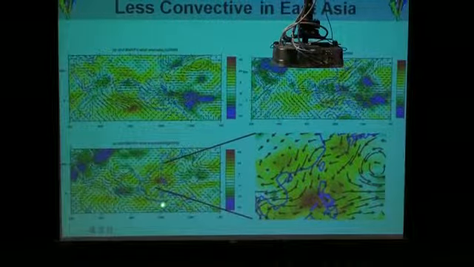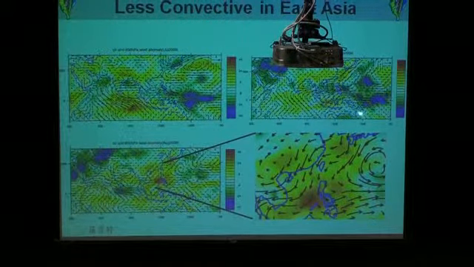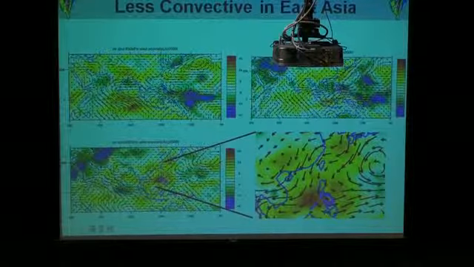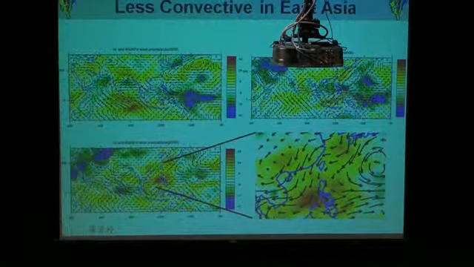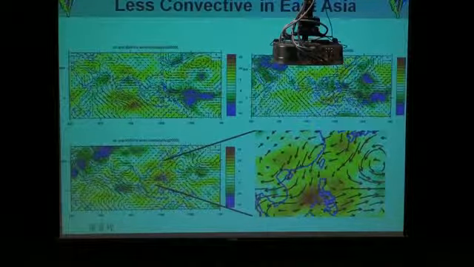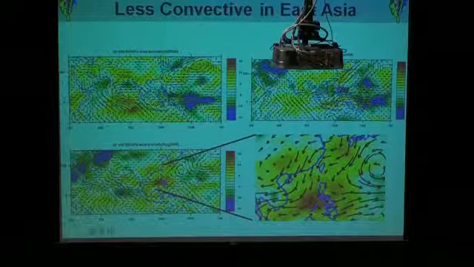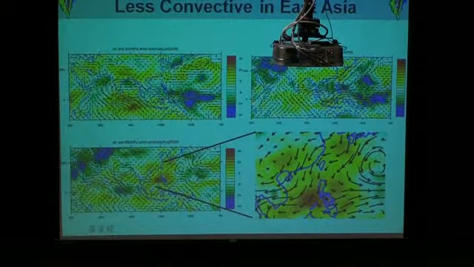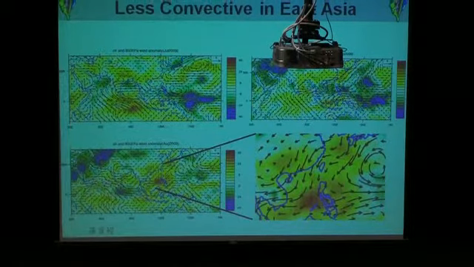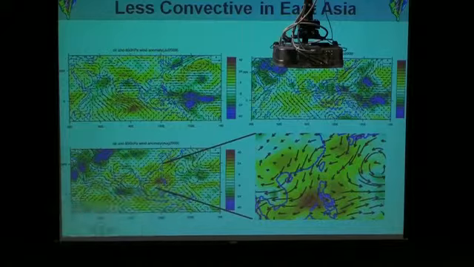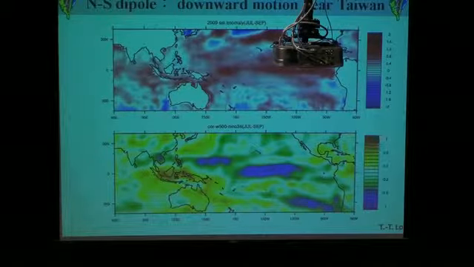For August in the Taiwan region, we actually have a northeasterly anomaly. That means weak southwesterly flow. And also you see a yellow color. That means relatively weak convection. So we were actually in an environment that's not favorable for the development of huge convection.